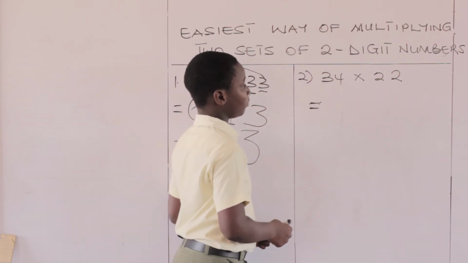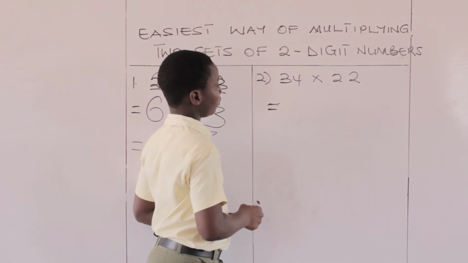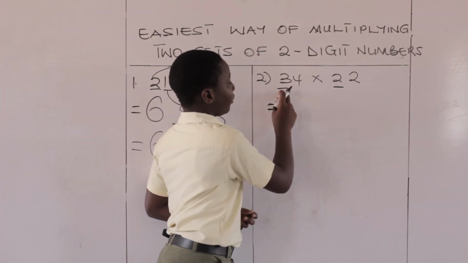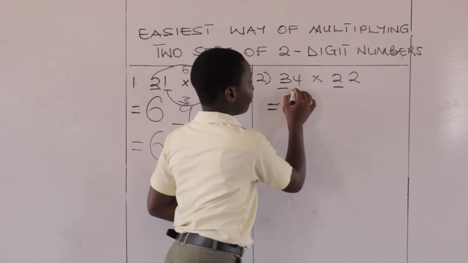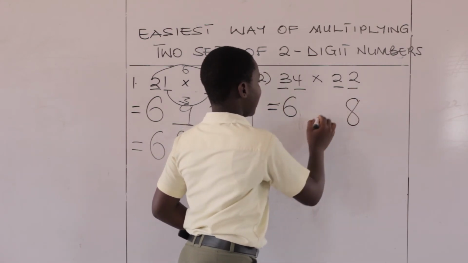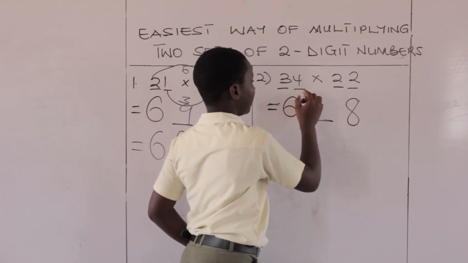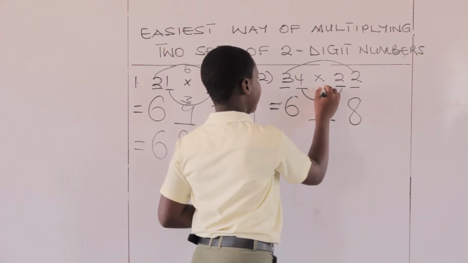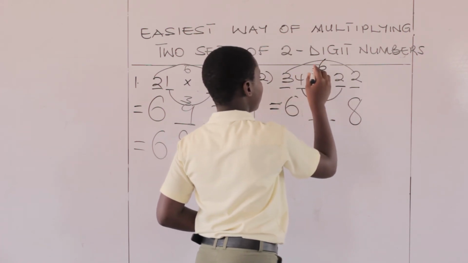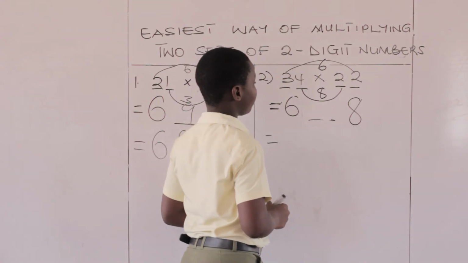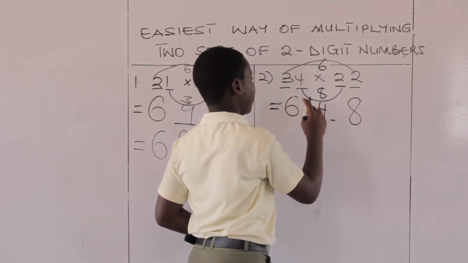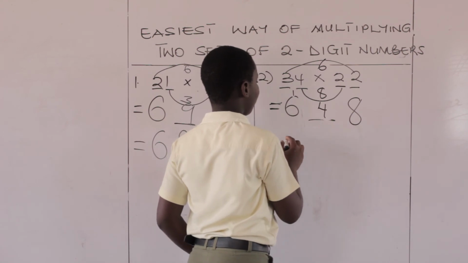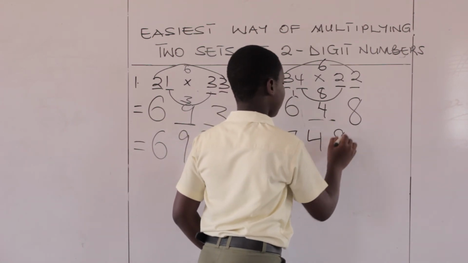Let's try the next one. So here we have 34 times 23. As we did in the first one, you multiply the numbers in the first place. 3 times 2 is 6. Then 4 times 2 is 8. To get the other number, you take the numbers which are close to each other and the numbers which are far from each other. Now we multiply. 4 times 2 is 8 and 3 times 2 is 6. So now we add the products. 6 plus 8 is 14. We write 4 and send the 1 to the next number. That would be 6. So 6 plus 1 is 7. So our final answer will be 748. Hope you enjoy it.